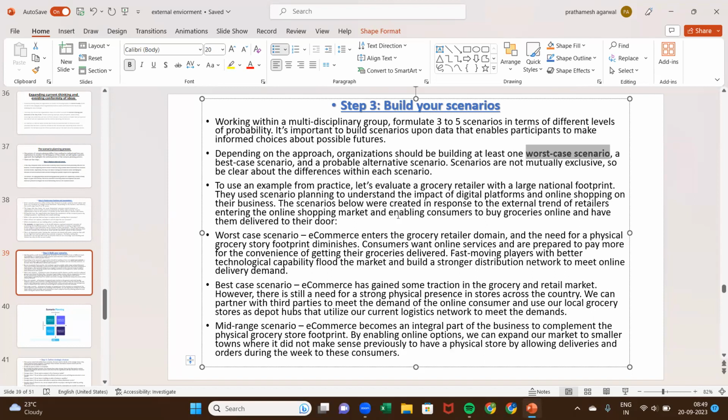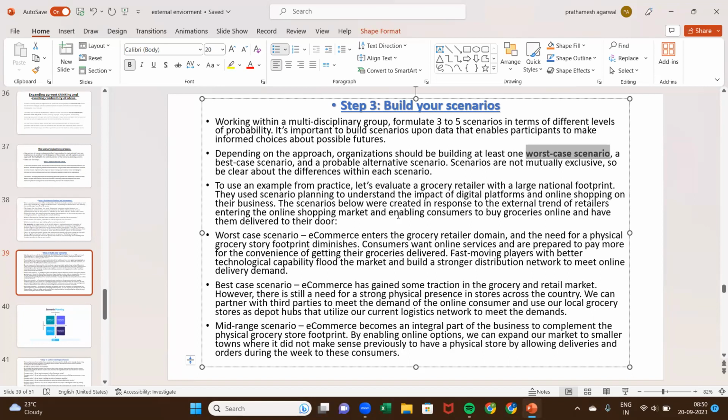E-commerce enters the grocery retail domain, and the need for a physical grocery store footprint diminishes, means it goes away, it's off. Consumers want online services and are prepared to pay more for the convenience of getting their groceries delivered. Nobody wants to move out of the house. Fast moving players with better technological capability flood the market.